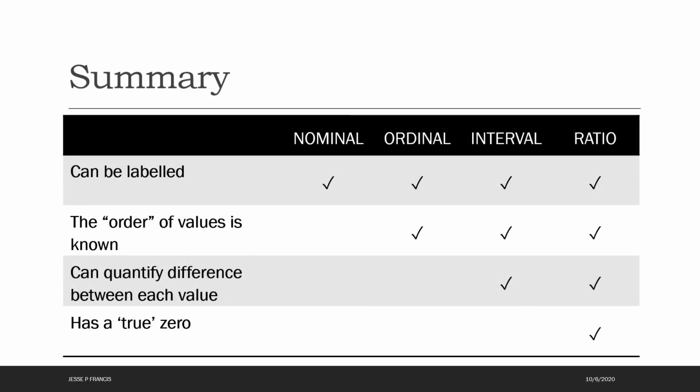To summarize the entire discussion, we know that all of them can be labeled, and there can be an order for the values. Order of values is known only for ordinal, interval, and ratio type. Quantifying the difference between each value can be done only for interval and ratio, not nominal and ordinal. But only ratio scale has a true zero.